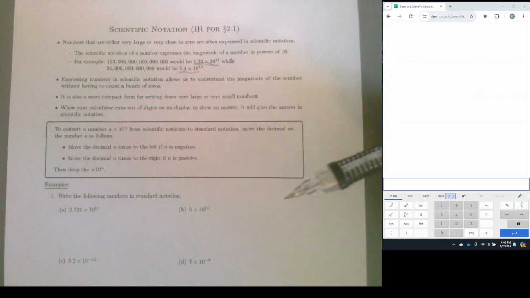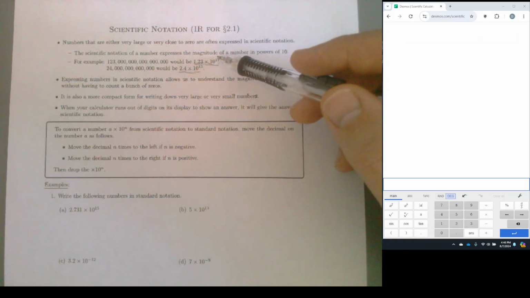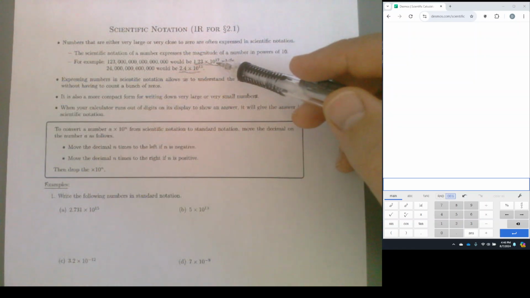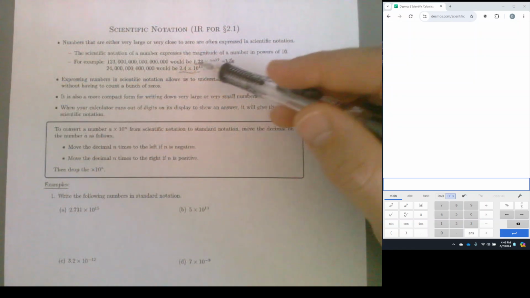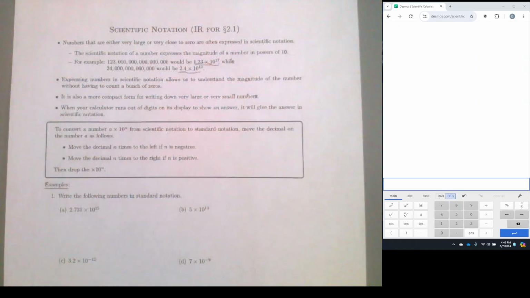We don't have to count up a bunch of zeros in order to see that this one is going to have not exactly 17 zeros, but it's going to be of a magnitude on the order of 10 to the 17, whereas this one is going to have a magnitude on the order of 10 to the 13. So it gives us a way to easily see the magnitude of really large or really small numbers.